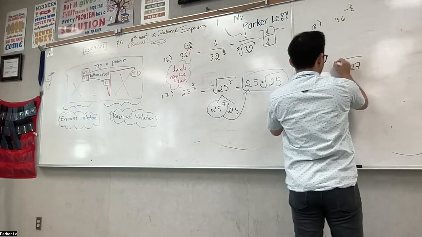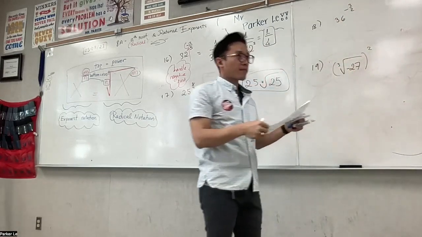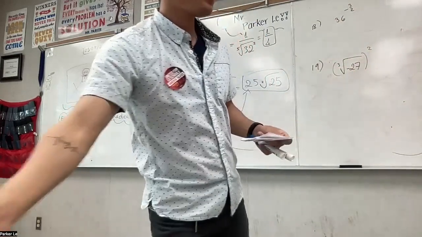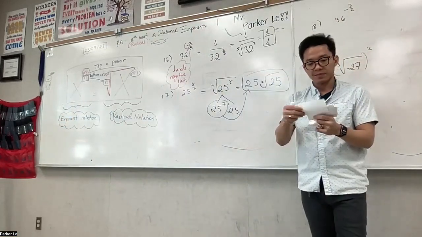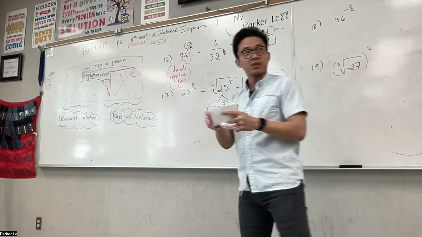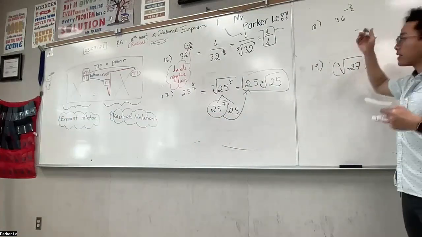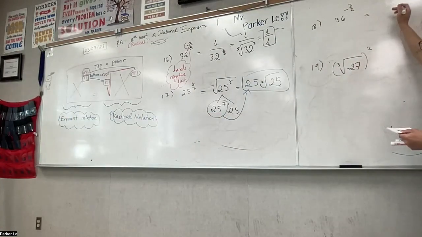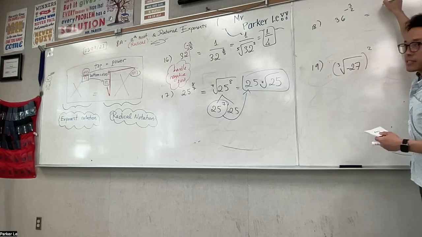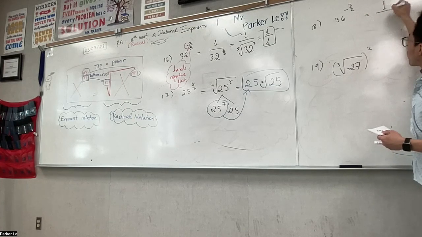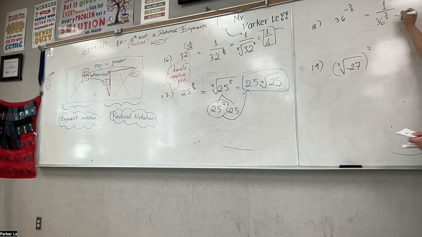This is the last part of part 5. Okay, we need to focus here. So Amy, do this. Take care of the negative first. So what is it equal to? 1 over, right? You flip. 1 over 36 to the 3 over 2.